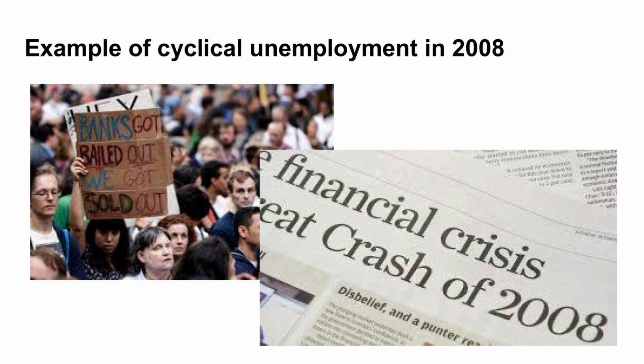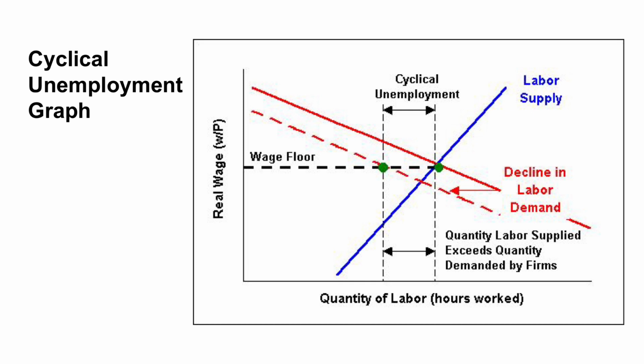As a result, approximately 1.5 million workers in the construction field became unemployed. This rise in unemployment was cyclical unemployment. This is the cyclical unemployment graph. As demand declines, the real wage remains fixed. The result, as shown on the graph, is that the quantity of labor supplied is greater than the quantity of labor demanded, and we have cyclical unemployment.